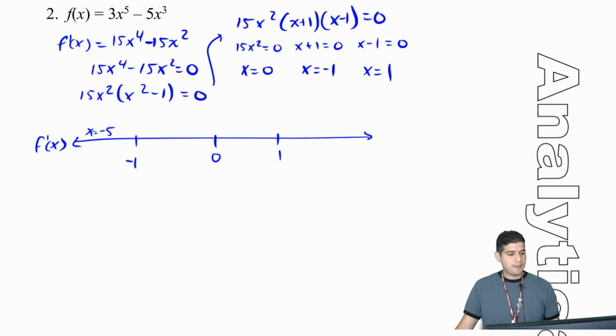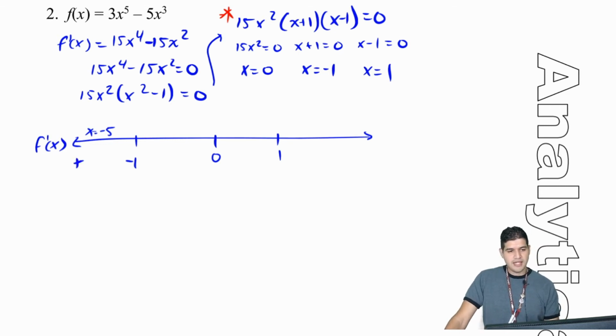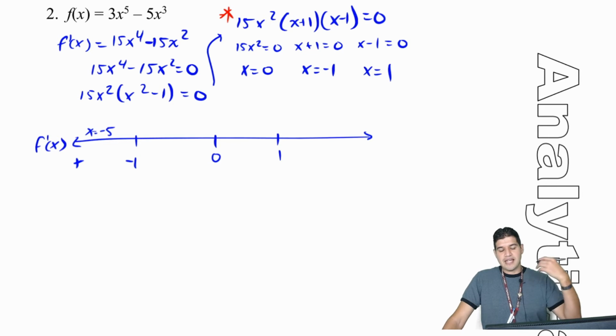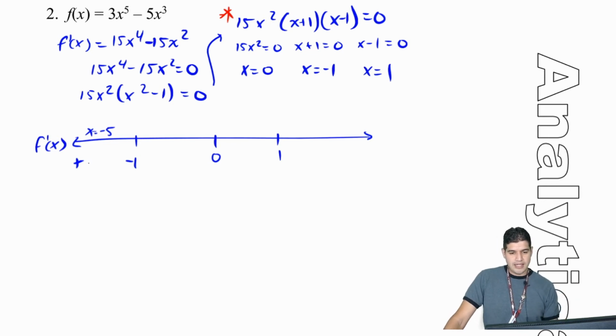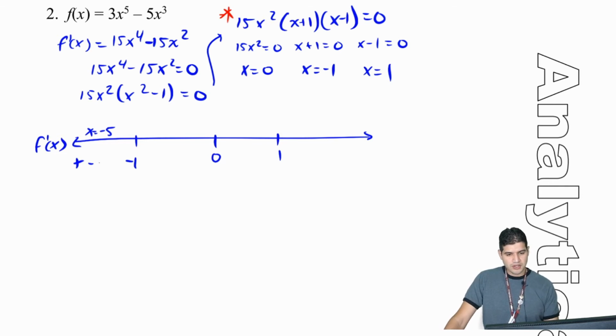And I'm substituting it in up here. I'm going to use that function right there, and I'm only going to worry about the signs. So if I substitute -5 into 15x squared, that sign coming out is going to be positive. Then if I substitute -5 into x plus 1, I'm going to get a negative. And then if I substitute -5 into x minus 1, I also get a negative. So positive times a negative times a negative, my end result is going to be positive, which means that f is increasing.